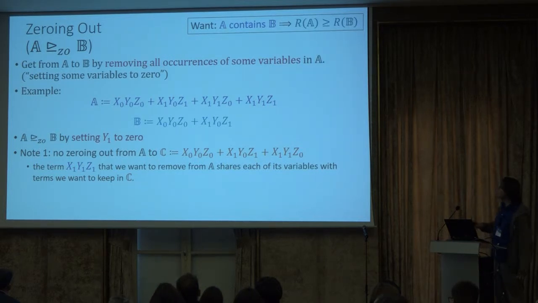And the reason is the term that we want to get rid of from A, the x1, y1, z1, shares each of its variables with terms in C that we want to keep. So we can't set any of them to 0, so there's no way to just get rid of that one term. Okay, so we can't get to anything.